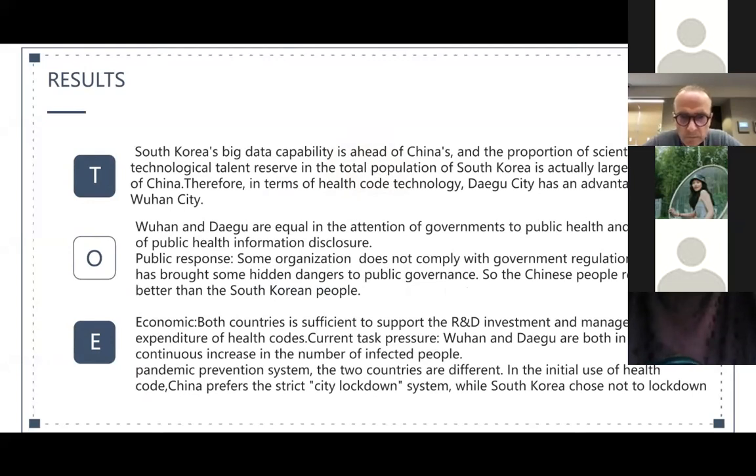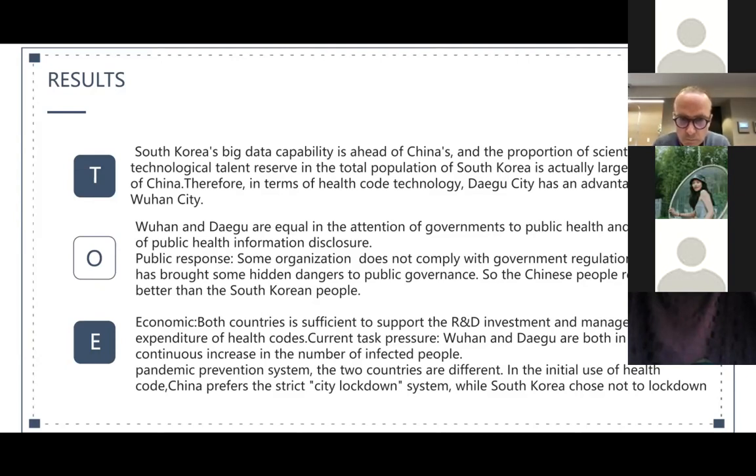For attention of governments to public health, Wuhan and Daegu are equal. Both Wuhan and Daegu have issued pandemic prevention policies in time. China has developed the health code at the fastest pace, while South Korea has quickly learned from this and developed the Korean health code to trace infection and promote mobility in the post-pandemic era.